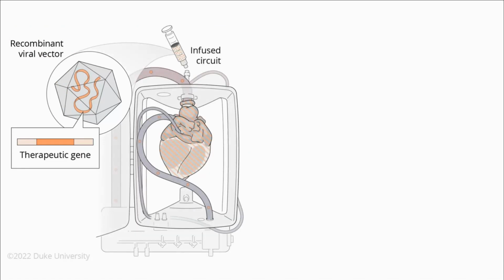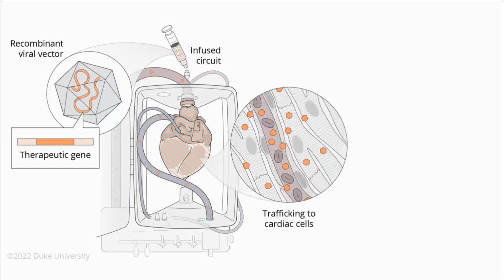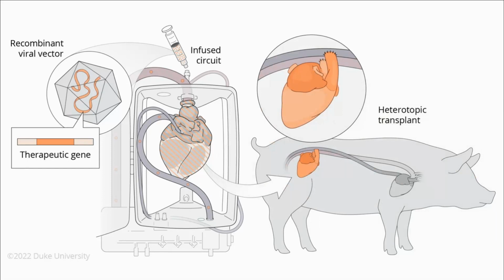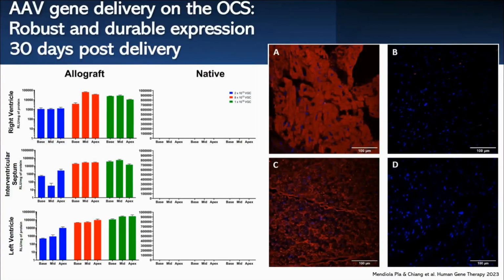We infused the vector into a port near the aortic root of the heart, and then perfused similarly for a 2-hour time period. And this enabled the vector to traffic to cardiac cells, potentially enabling the first steps in the transduction process. After the 2-hour time period, the transduced heart was implanted into a recipient animal in a heterotopic fashion, and then the animals were survived for 30 days on long-term immunosuppression.